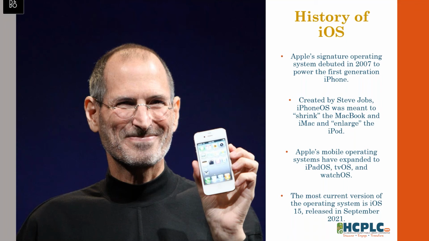Apple's mobile operating systems have expanded to iPadOS. The iPad came out in 2010, and then in 2019 they made a separate operating system for the iPad, so that branched off from the iPhone operating system. This is where you get iOS and iPadOS. Also, tvOS was formed. That came out in 2015. So Apple TV, which a lot of people may be familiar with, has its own operating system, and so does the Apple Watch. watchOS also came out in 2015.